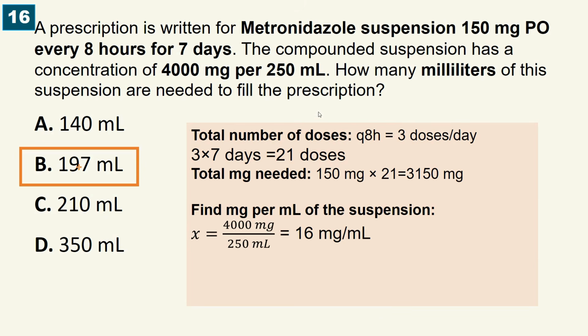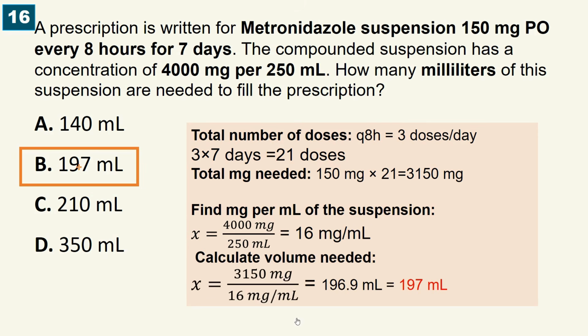So now you have to dispense 3150. That means 3150 divided by 16 per mL, and it will be 197 mL. Round up to 197.